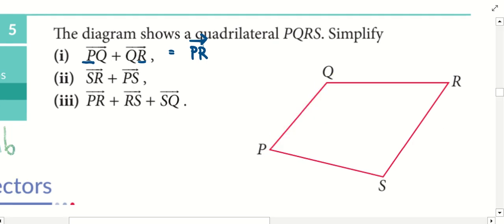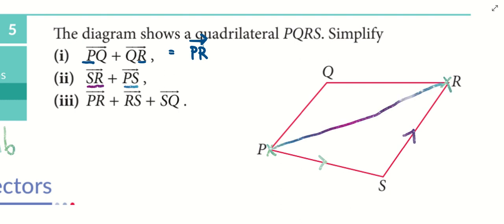Okay, very simple. Let me put SR into the diagram. S to R. Let me put PS in the diagram. P to S. It's very obvious. Based on the 2 arrows, my starting point is P. My end point is R. So if I start from P, go through S, and end at R, this answer will be the vector PR. This is from the diagram.